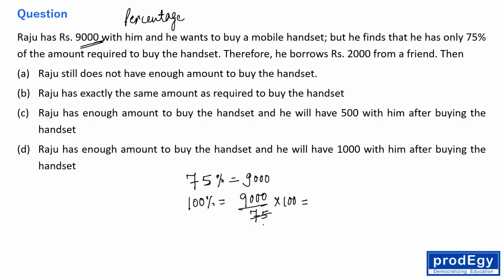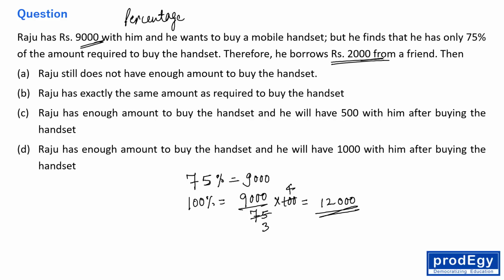So this is what? This is 3 and this is 4. This is 3,000. So this is 12,000. So it means he is 3,000 rupees shorter than the total cost. He is short by 3,000 rupees. Therefore, he borrows 2,000 from a friend. The question says Raju has rupees 9,000, wants to buy a mobile handset, but he has only 75%. So he borrows rupees 2,000 from a friend. So everyone, actually he has to borrow around 3,000 rupees, but he is borrowing only 2,000.